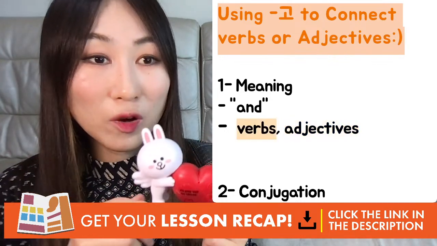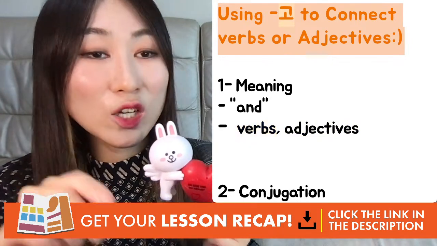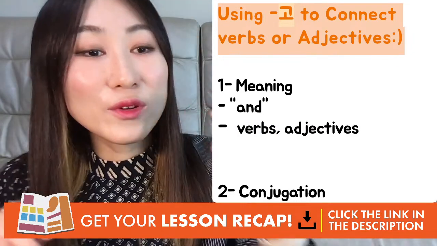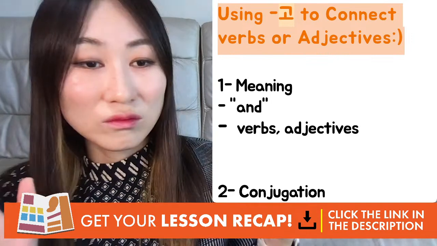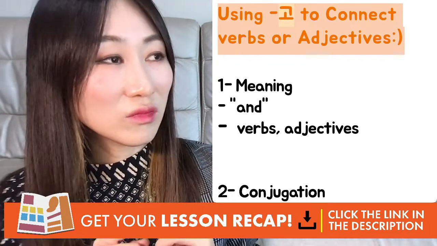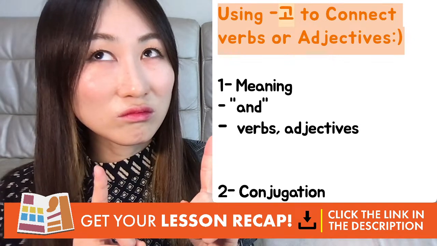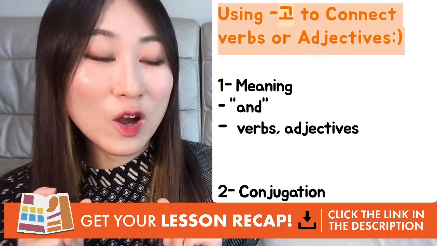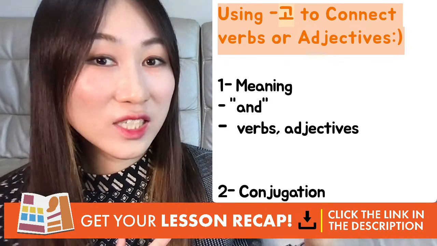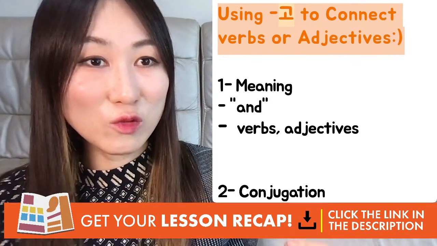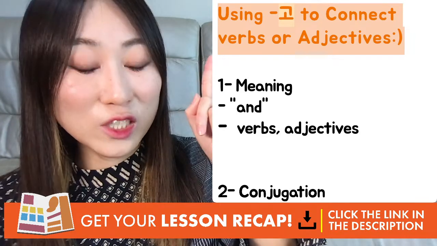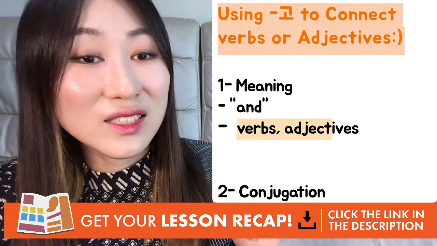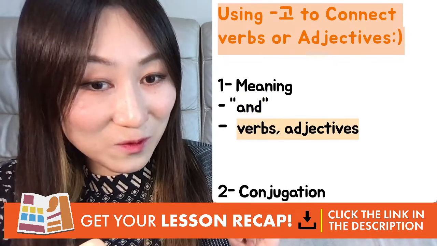This is possible. But with this 고, you cannot conjugate nouns. For nouns, you can use other nouns such as 하고, for example, 수박하고 감, watermelons and persimmons. There are other words, but we are not going to focus on other words today. We are going to focus on only 고 today. So please remember, 고 is used for end, and it only connects verb or adjective.